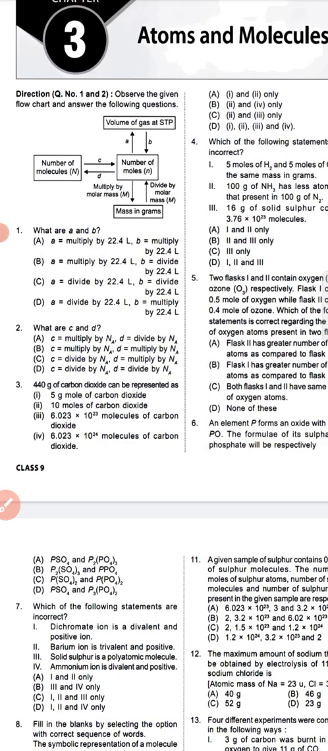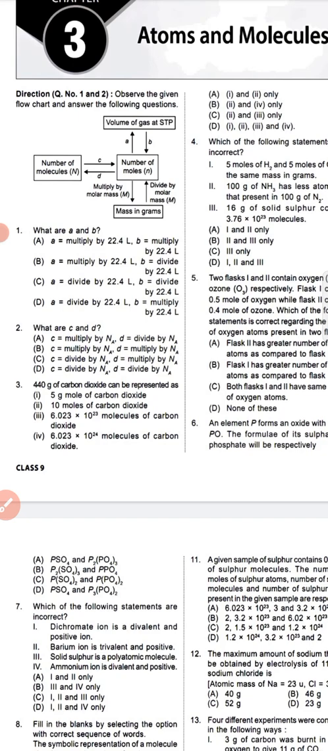We have already done chapter 3. Here some question answers are there, which are based on the Olympiad. We will do question answer practice. The first question is, observe the given flow chart and answer the following questions.